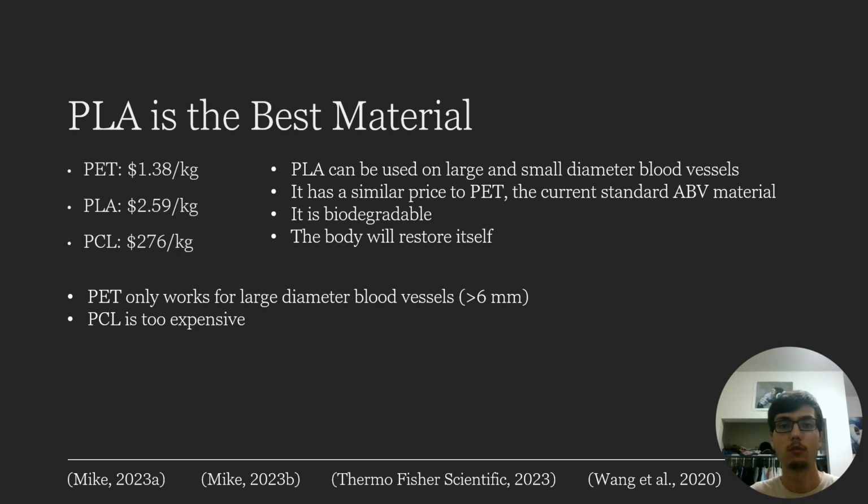PET only works for large diameters or blood vessels that are larger than 6 millimeters in diameter. PLA doesn't have that restriction. It can be used for small and large diameter blood vessels. It is also biodegradable, which means after it's been surgically installed in the body will simply heal, grow, and replace the PLA until the blood vessel has returned to its natural state, meaning no additional or extra surgeries are necessary. The body will just restore itself to normal.